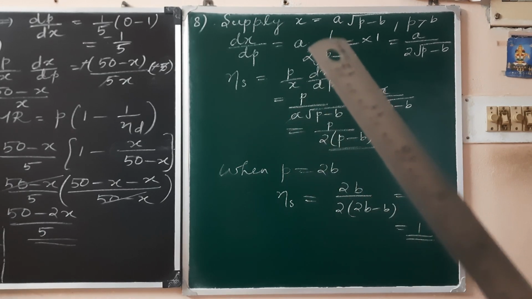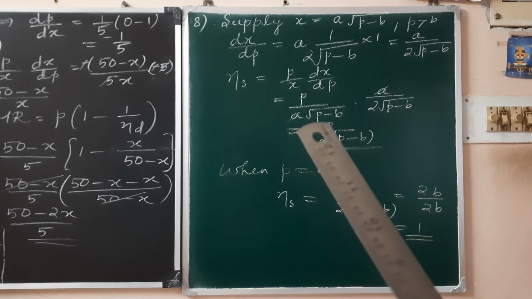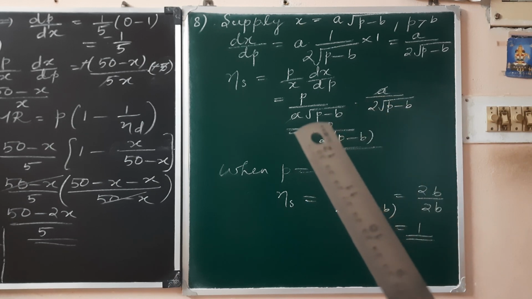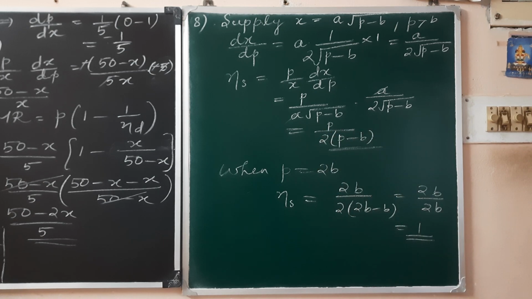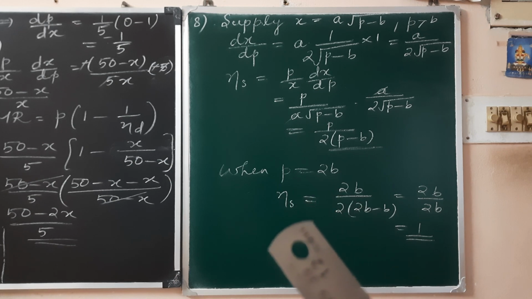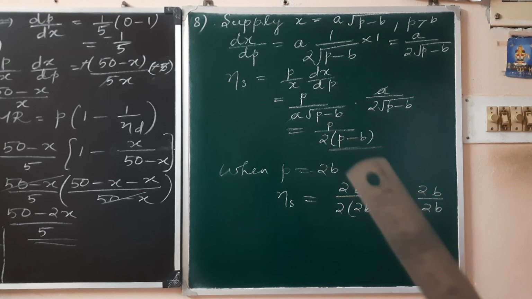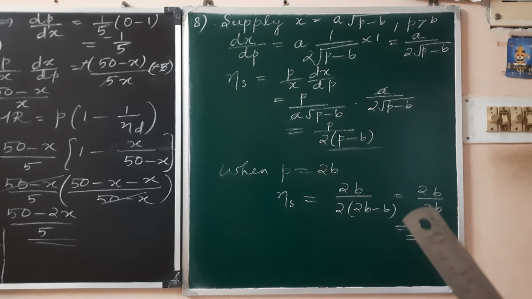So nu s is P by X into dX by dP. P by X is P by (A root (P minus B)) into A by (2 root (P minus B)). So A cancels. P by 2 into root of (P minus B) into root of (P minus B), which is P minus B. When P is equal to 2B, what is the value of nu s? That is there in the question. So nu s is equal to 2B, substituting P as 2B, 2B divided by 2 into (2B minus B). So 2B by 2B you get, therefore the answer becomes 1.